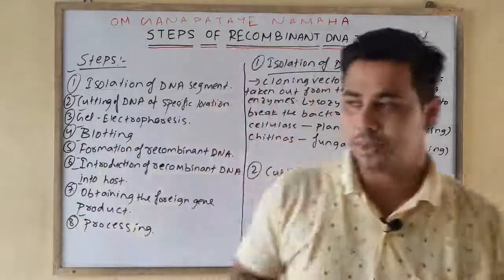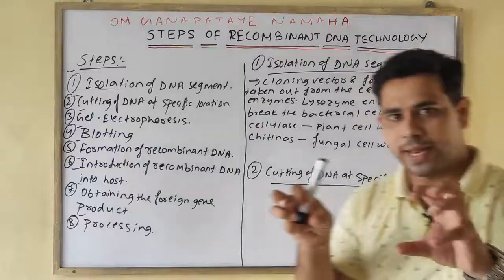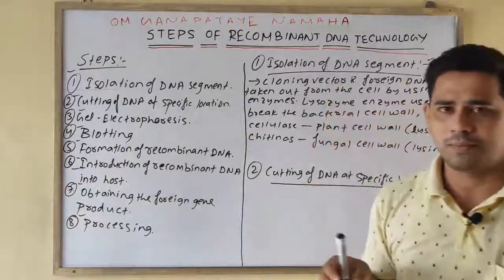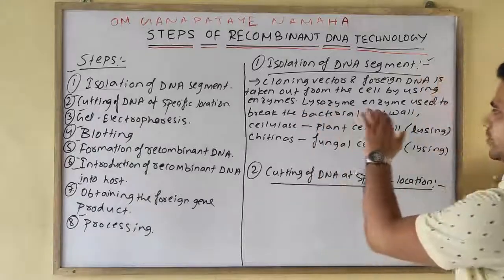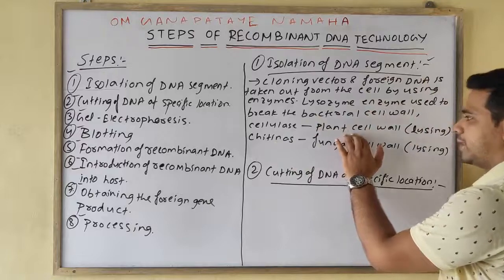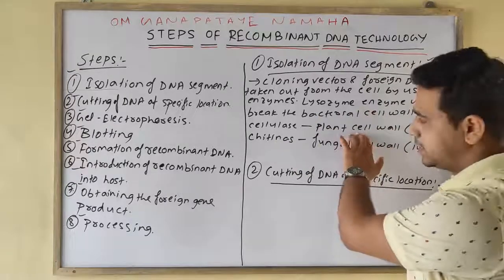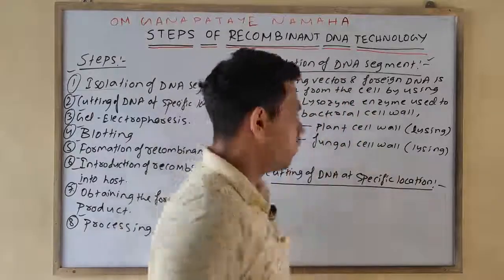So this is your first step: the desired cloning vector, or the foreign DNA, is taken out with the help of enzymes, means by breaking the cell wall. The lysozyme helps to break the bacterial cell wall, cellulase is used to lyse the plant cell wall, and the chitinase helps to break the fungal cell wall.